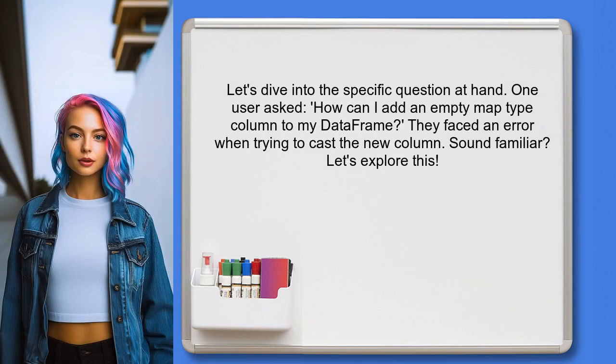Let's dive into the specific question at hand. One user asked, "How can I add an empty map type column to my data frame?" They provided an example of what they were trying to achieve, but ran into an error when attempting to cast the new column. Sound familiar? Let's explore this together.